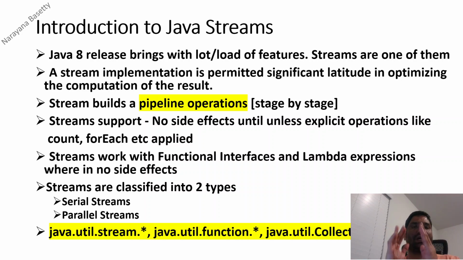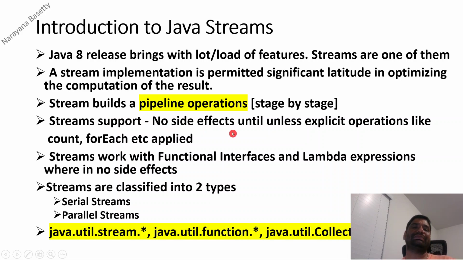The pipeline can run based on the type of stream we are using. One is a serial stream, the other is a parallel stream. So that is what I have written here. Streams are classified into serial and parallel. Serial means it will perform one by one. Parallel means your data gets split into multiple parts at the same time, then computed, and then the results are given back.